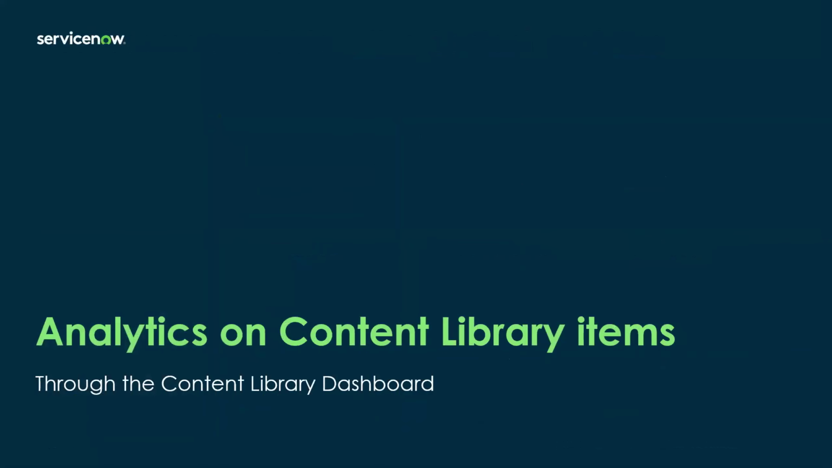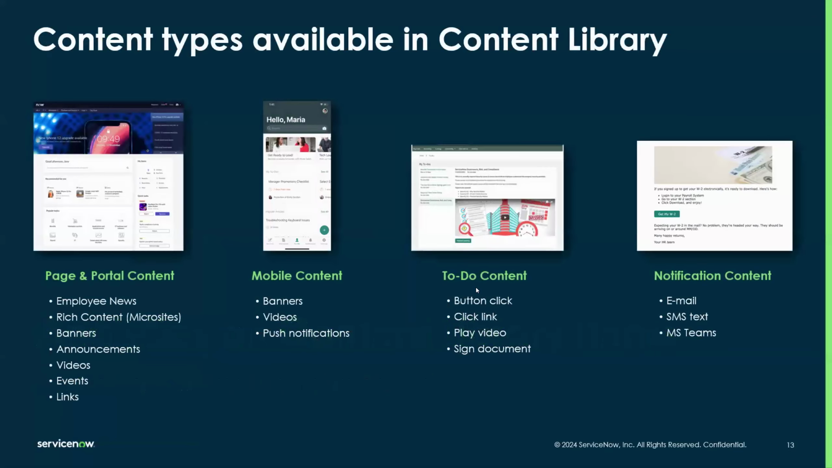So let's look into what metrics are covered, and let's start with the content library dashboard. First of all, good to know what is included in content library. This slide summarizes all the different content types that are available. You can see there is to-do content, mobile content, notification content, and also, of course, portal content, and there are various types of it. We track analytics against all. And I'll share at a high level what metrics we are tracking.